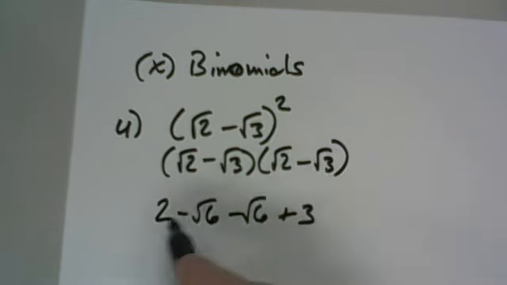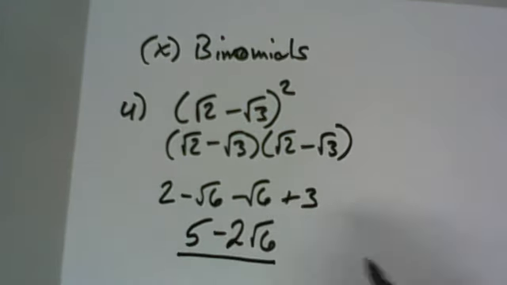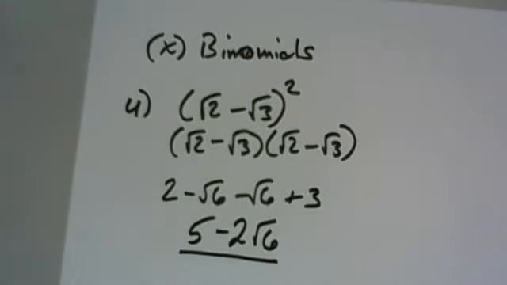And then I can simplify this. 2 plus the 3 is 5, and then I have minus 2 radical 6's. So this whole thing simplifies to 5 minus 2 radical 6.